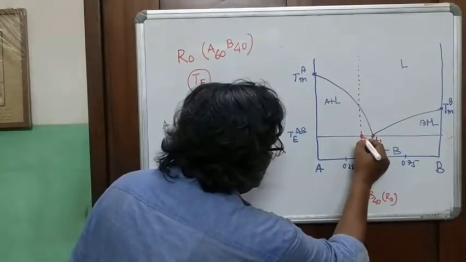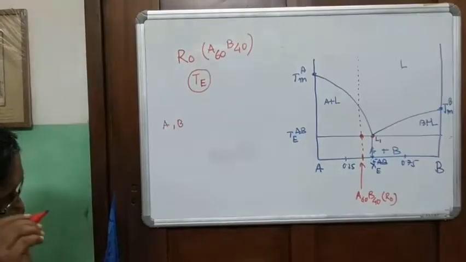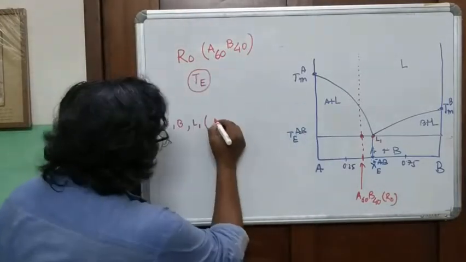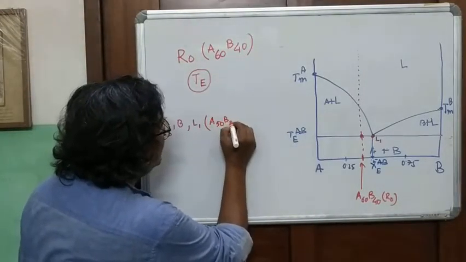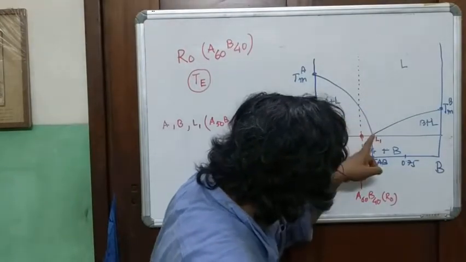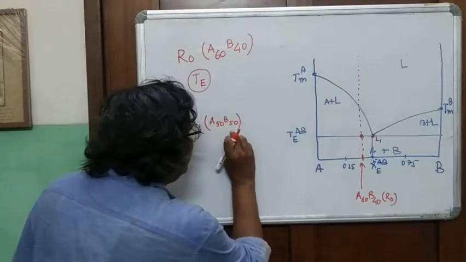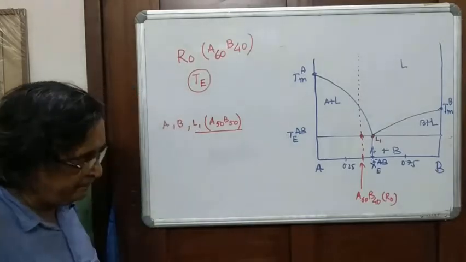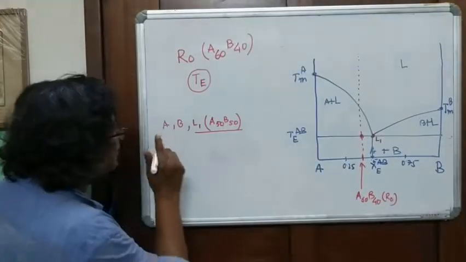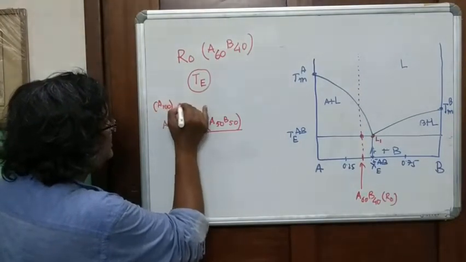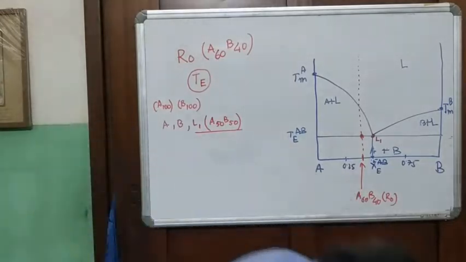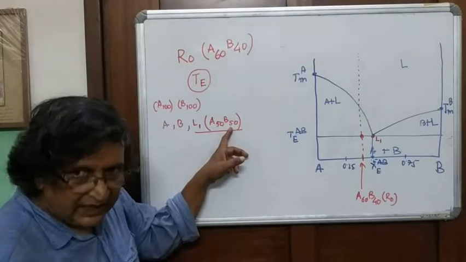Remember, this is R0. So if we melt, the first melt will be L1. That means the composition of L1 is A50, B50. Right? Now, at the eutectic, A, B and the liquid are in equilibrium. So we know the composition of the liquid is L1, A50, B50. We also know the composition of A and B. What is the composition of A? A100. What is the composition of B? B100. So we know the compositions of A and B, and we know the composition of the liquid.